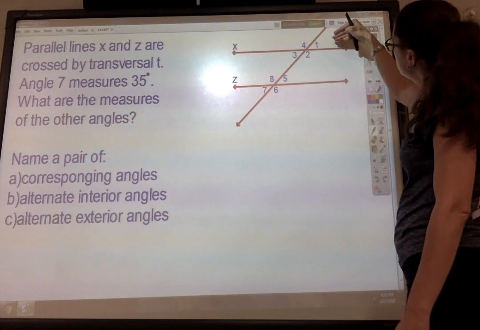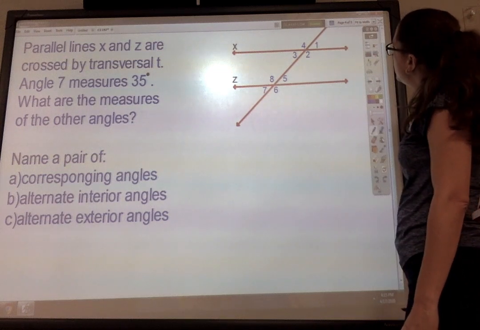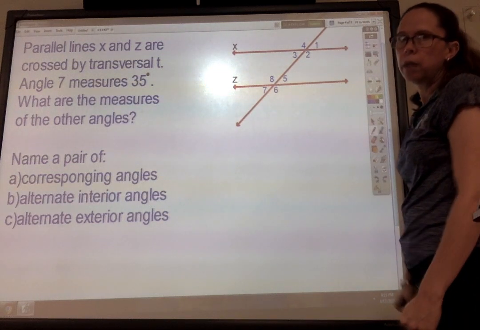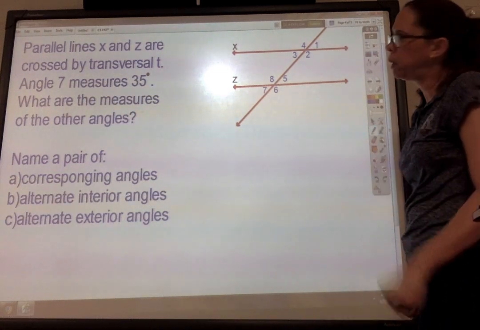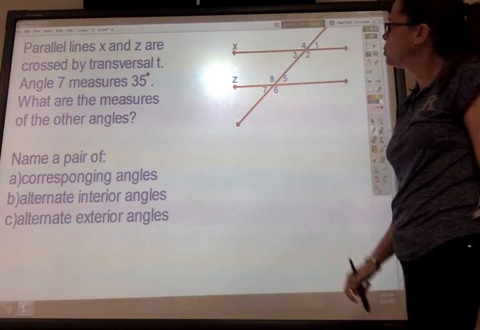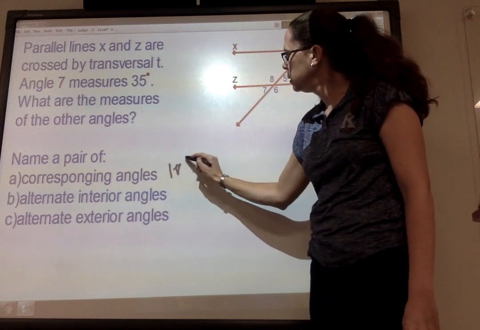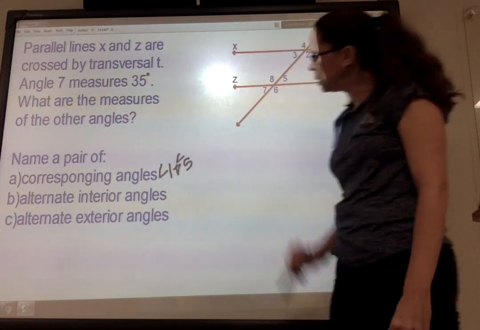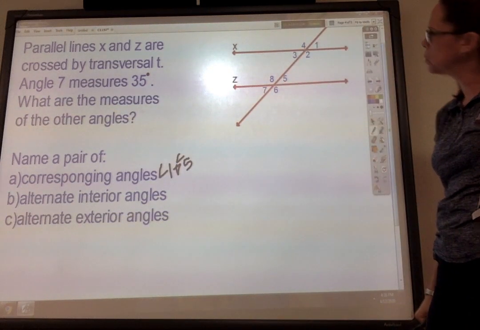Angle 1 is to the right of the transversal and above a parallel line. So I'm looking for another angle that is to the right of the transversal and above a parallel line. That would be angle 5. So 1 and 5, and we should have these angle marks there. Angle 1 and angle 5 are corresponding.